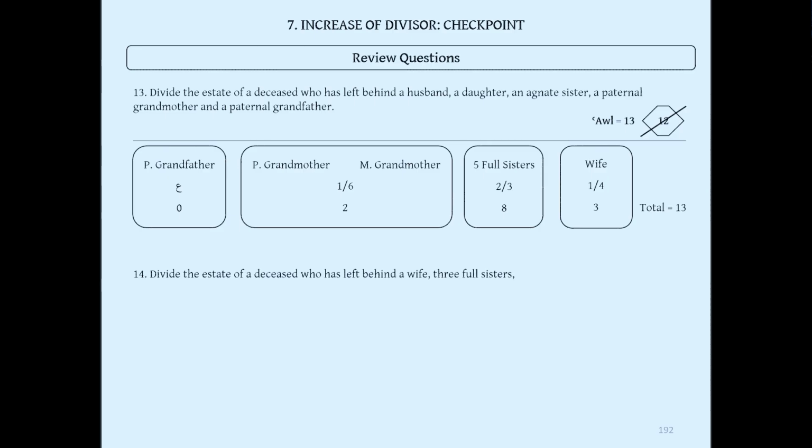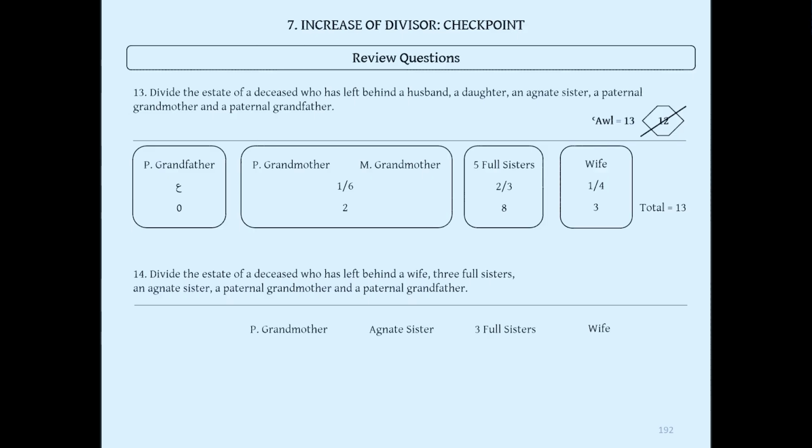The next question, we have a wife, 3 full sisters, an agnate sister, a paternal grandmother, and a paternal grandfather. What happens in this scenario? Now, to reveal the answer, the wife, because there's no children, receives 1/4. 3 full sisters, because there's 2 or more, get 2/3. The agnate sister, because there are already full sisters, as well as the grandfather there, gets nothing, gets blocked. The paternal grandmother gets 1/6, and the paternal grandfather gets the asaba, agnatic shareholder.